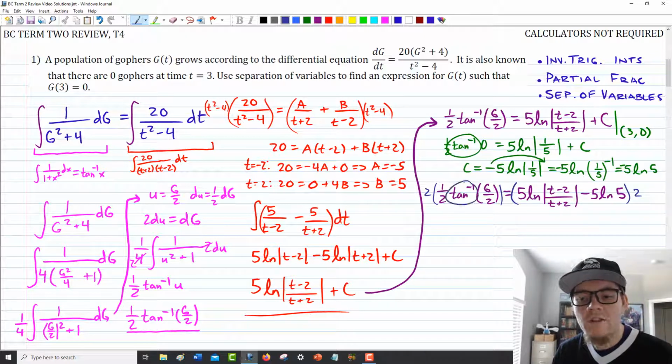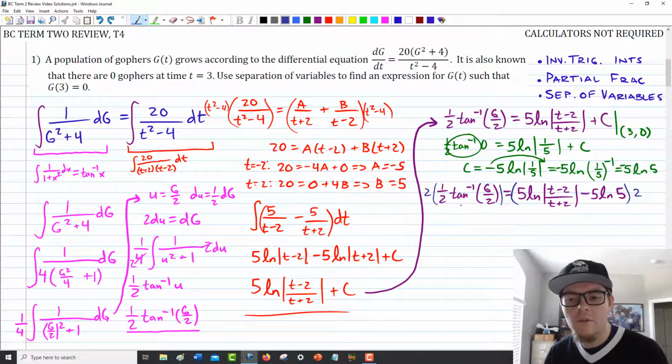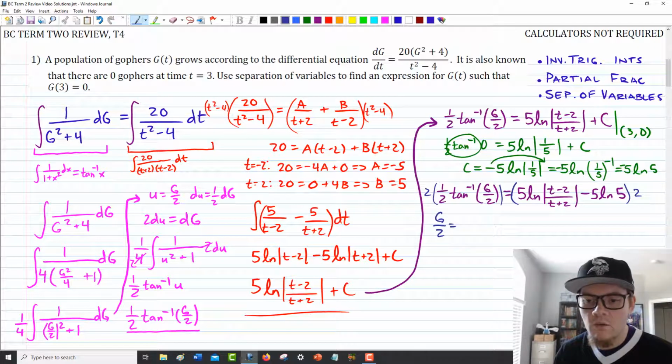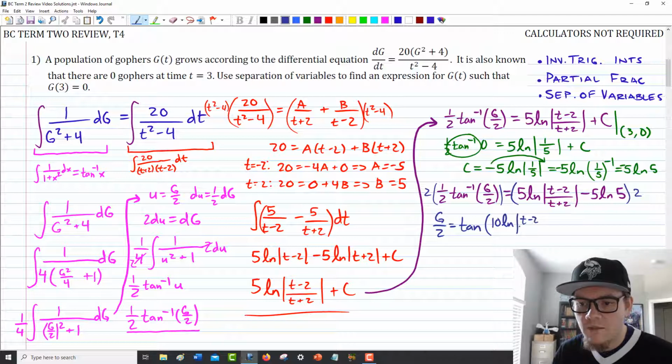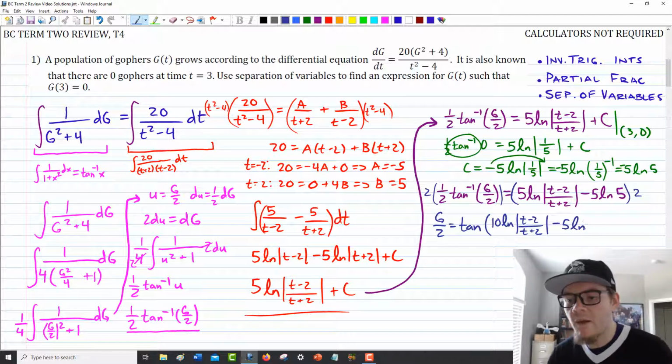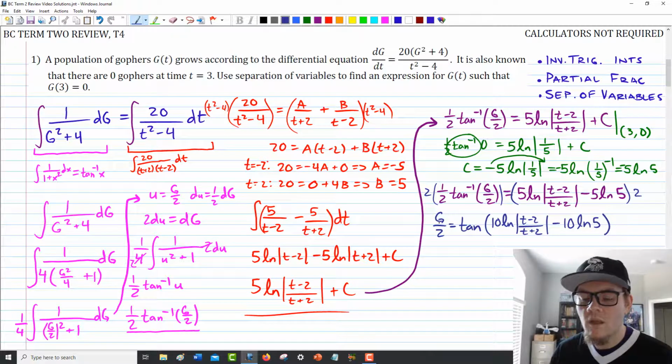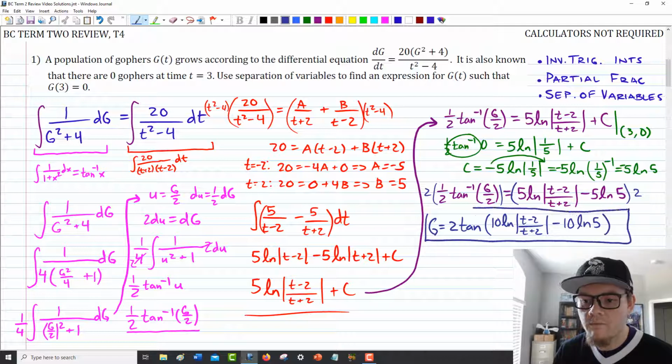So I'll multiply by 2 all the way across. After that, I'm going to take the tangent of both sides in order to get that cleaned up. So that way g over 2 is going to equal the tangent of 10 ln of all that stuff, t minus 2 over t plus 2, minus 10 ln of 5, because we distributed that 2 in. And then from here, we just got to solve for g, which means multiplying both sides by 2. So hopefully you'll forgive me for saying g will be equal to 2 tangent of that thing.